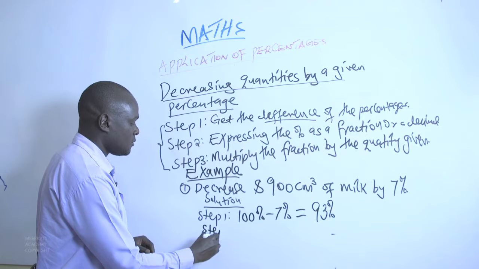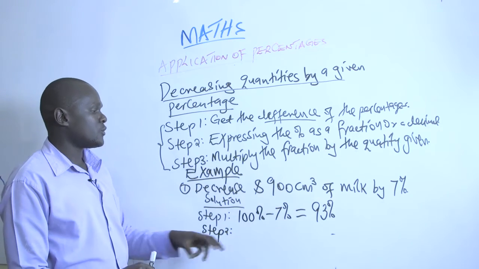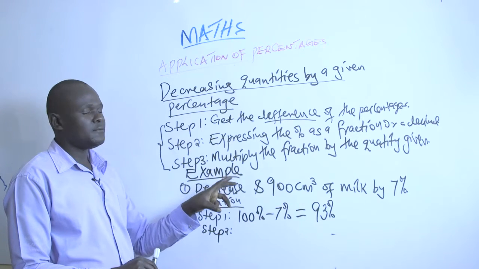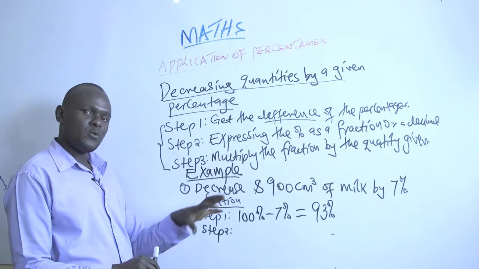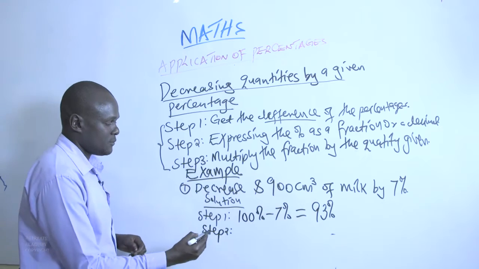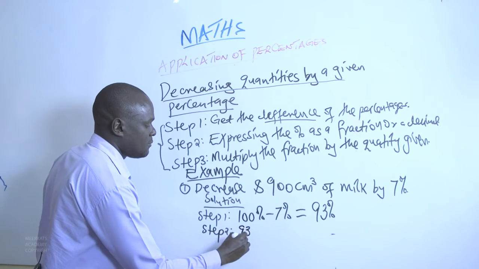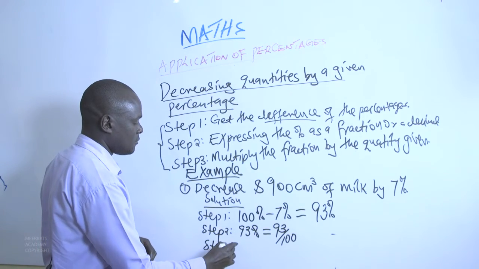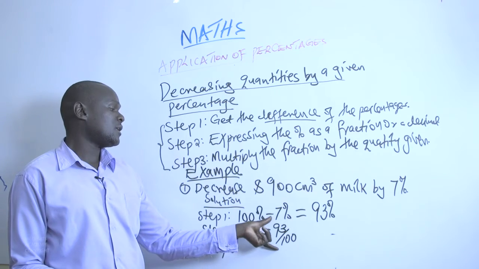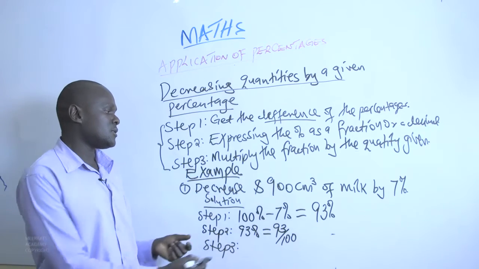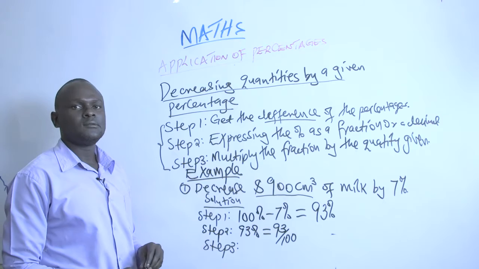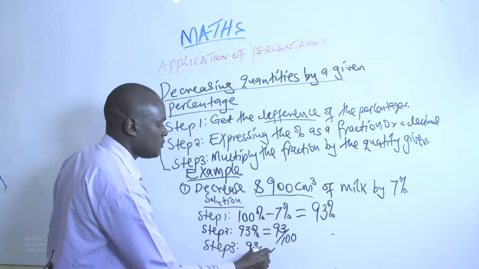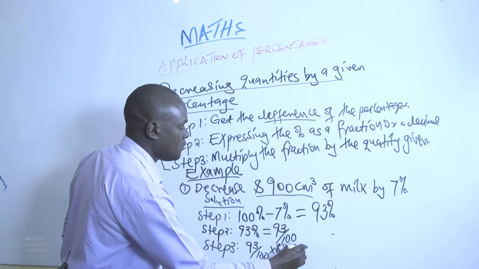And our second step, as illustrated up there, requires us to express that new percentage as a fraction or a decimal, but I've told you that it is easier for us to work with it as a fraction, even without simplification, so that we can move with speed. 93% will be the same as 93 out of 100. And our last step is for us to multiply this particular fraction by the quantity that we are given, and in this case our quantity is 8,900 cubic centimeters.